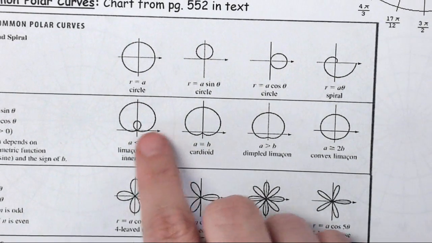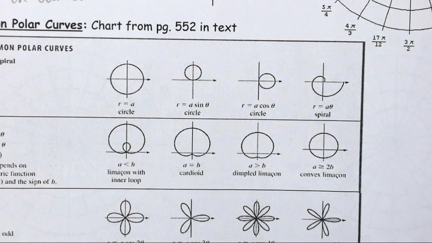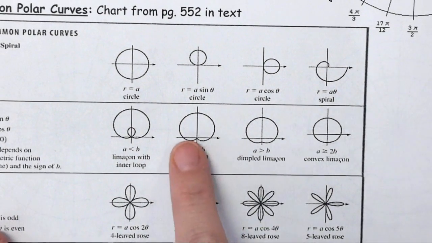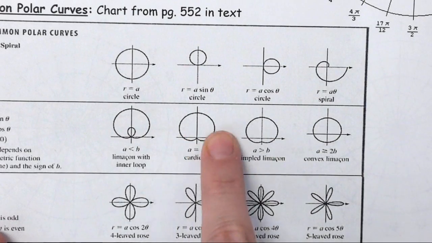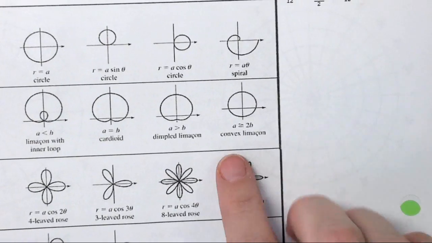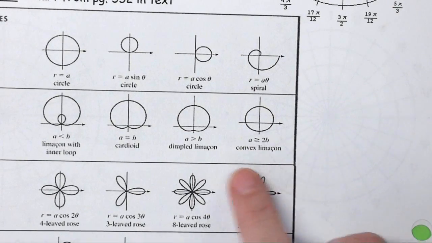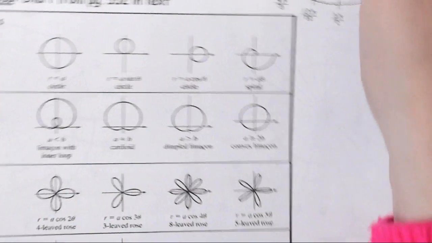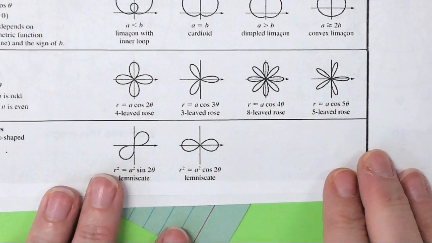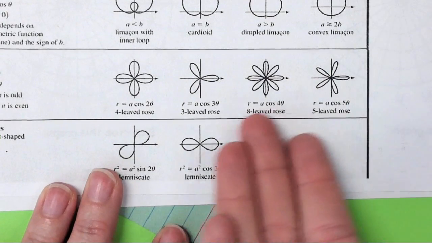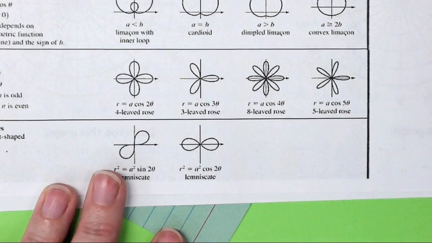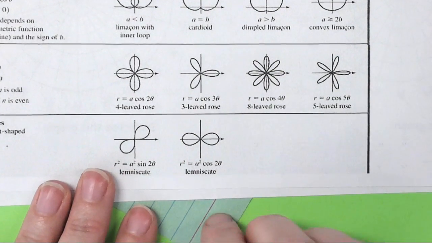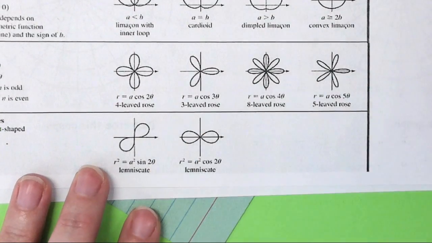This is a limaçon, but it has an inner loop in it. We're going to see what that looks like. A cardioid, which we just did. A dimpled limaçon. So a cardioid has a deeper ridge in it for the heart shape. And then a convex one, which means, if it's convex, do you guys remember that from geometry? It doesn't have any inner points in it. And then today we're also going to talk about rose curves. And they're called rose curves because they look like flowers. Yeah, so you have the different petals. Okay, and then the lemniscates, they're figure 8 shaped, or they look like infinity.